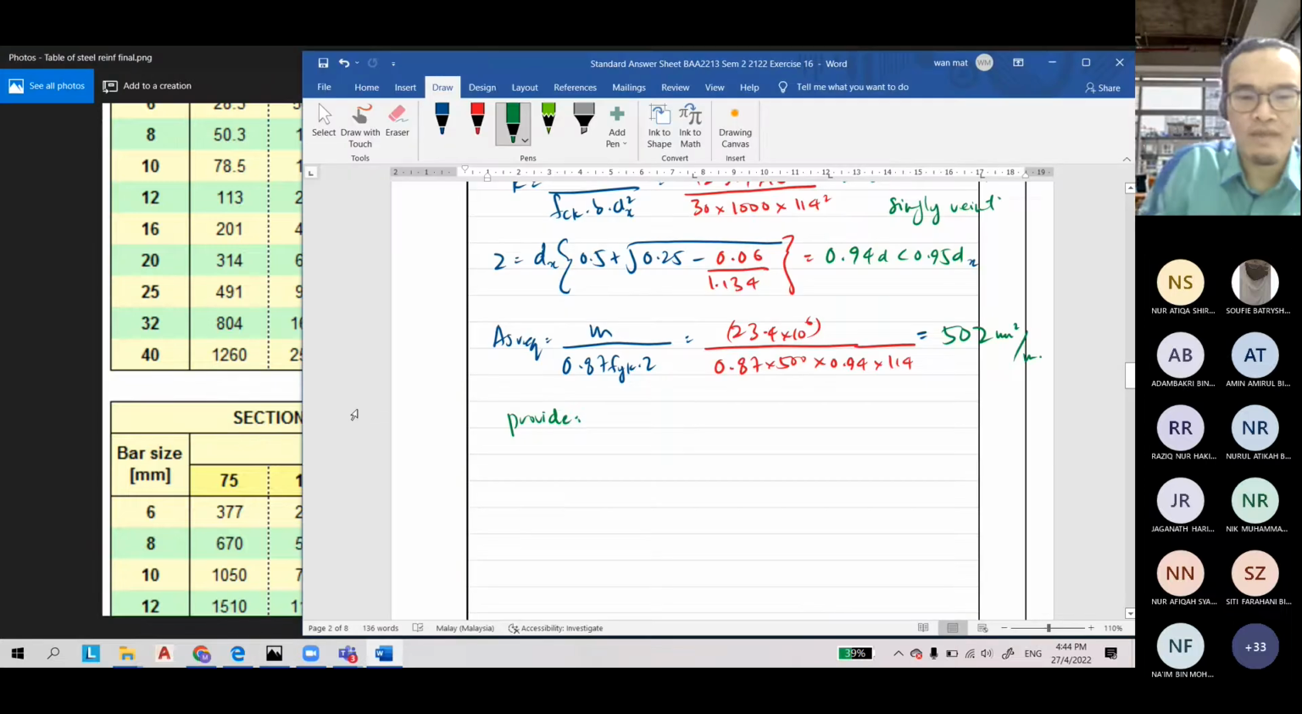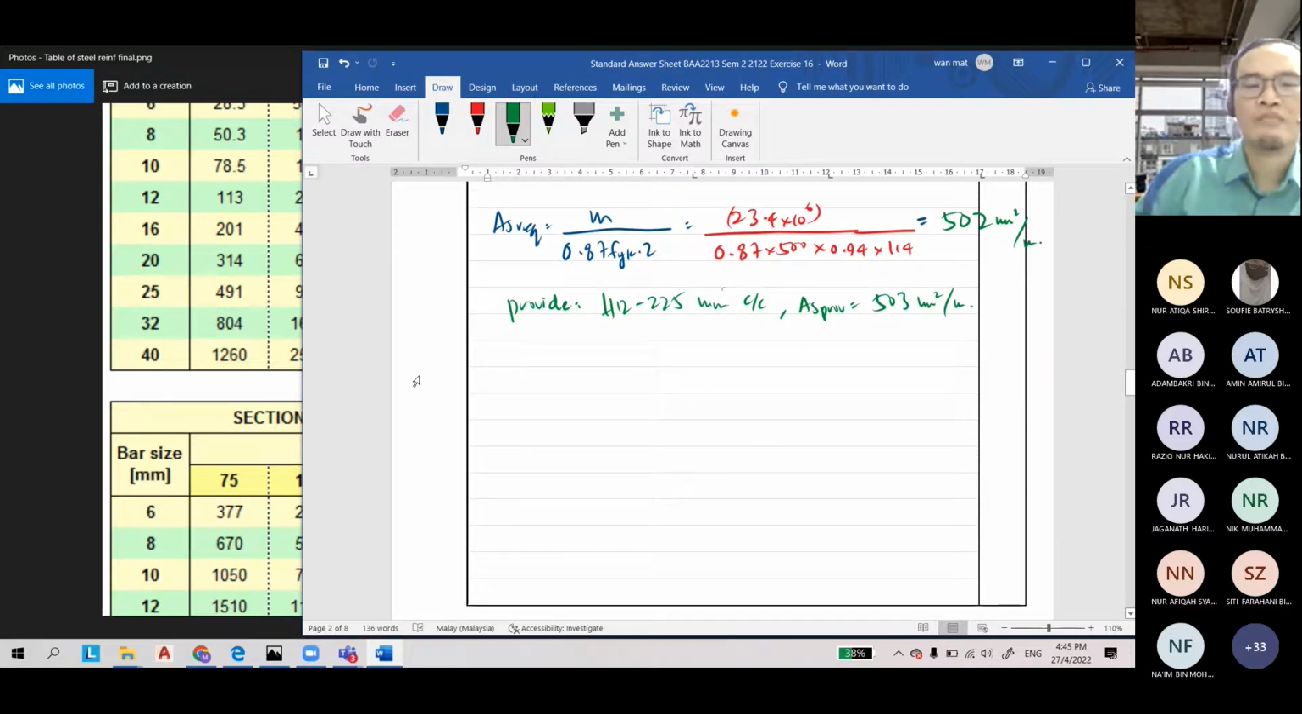Okay, let's say provide H12 at 225, because this is the most economic. Sometimes in the question you must look out for the most economic. When I ask for the most economic, you must select just a bit higher than the required. As provided is equal to 503 mm2 per m. Or maybe if it fails the deflection, you can increase.